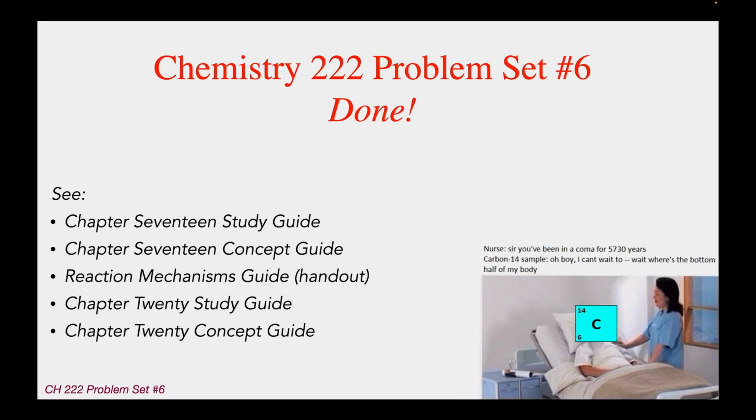Okay, so that's it for problem set number 6. If you have questions on the material, I encourage you to check out the study guide and the concept guide for both chapter 17 and chapter 20. They're located both in the companion and on the website. There are also the online only chapter guides that might help as well for this particular section. You might also check out the reaction mechanisms guide. It's a handout that will help you further understand the intricacies of mechanisms when it comes to kinetics.